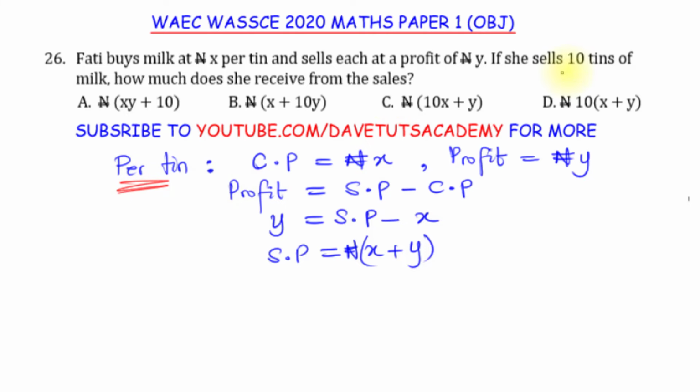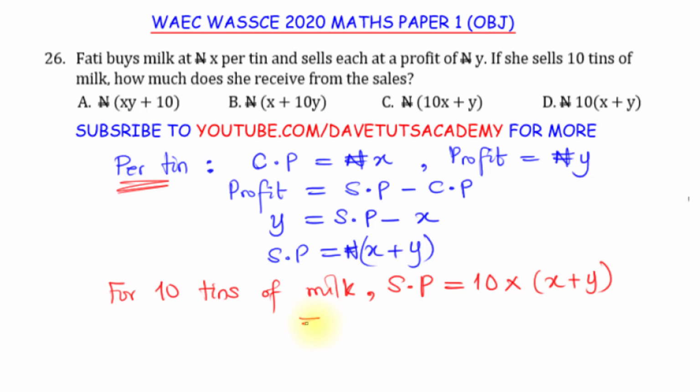But we are told that she sells 10 tins of milk. Okay, so for 10 tins of milk, the amount she received from the sales, which is her selling price, will be 10 multiplied by that selling price for a single tin, which is x plus y. Okay, and you just open the bracket and bring in the unit. That will be 10 multiplied by x plus y. That is the amount she made from the sales of the 10 tins of milk. So the correct option, looking at all the options we are given, is option D.